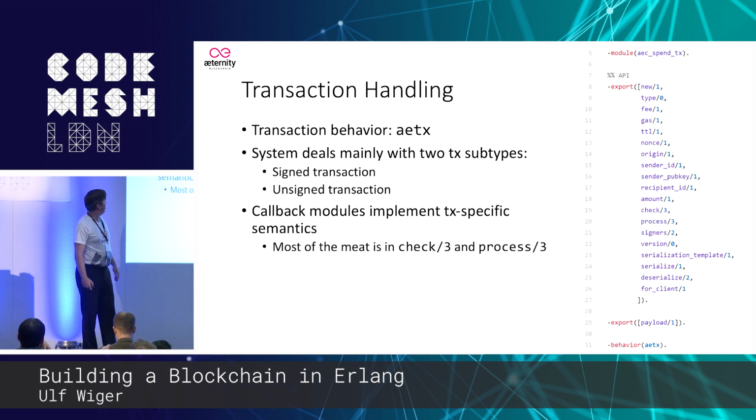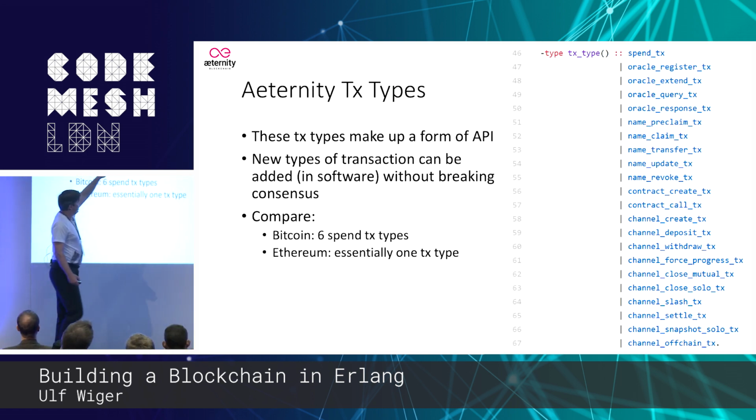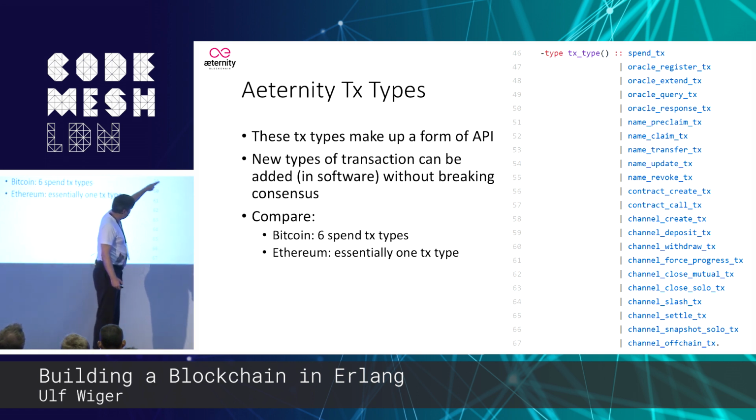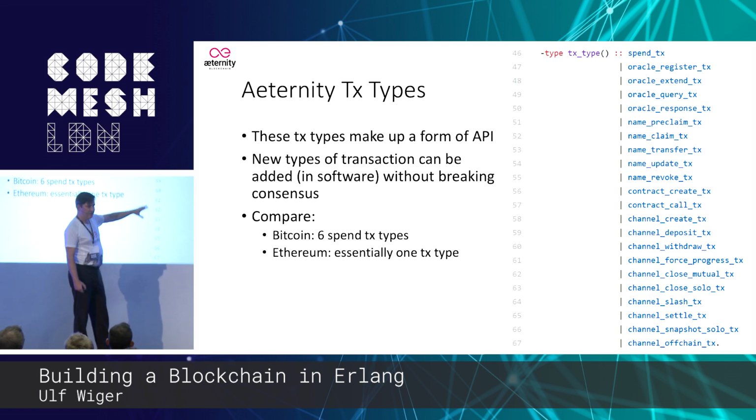So, since we're making these different features into first-class objects, what we're doing is essentially creating a transaction-oriented API. Maybe I can go to that slide first. These are the transaction types that we support. So you could say it's a data-driven API.